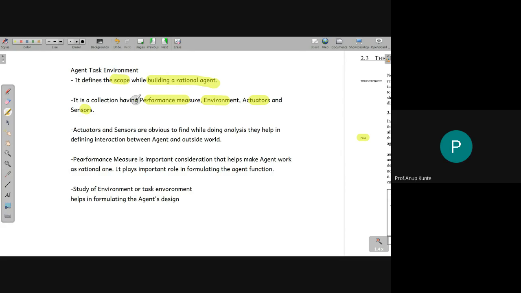The last of the four things is about how to understand the task environment itself, how to study the task environment. Okay, if I study the task environment well, it will help me in formulating the design of the agent, how the agents should be designed.